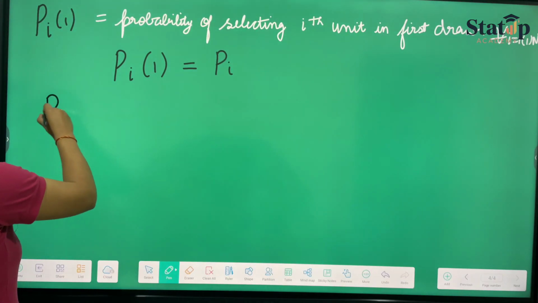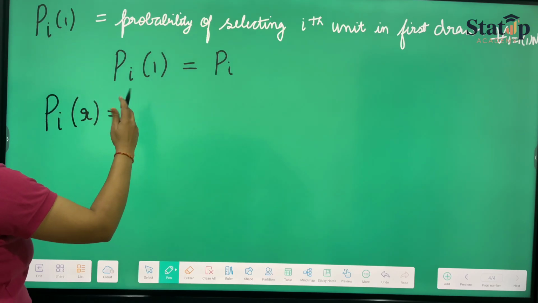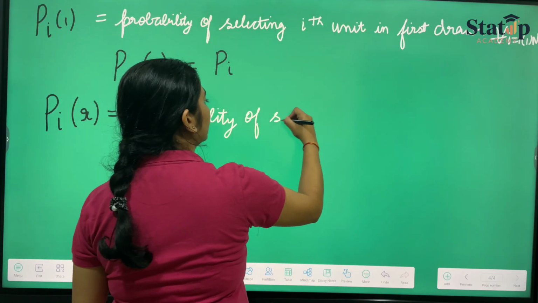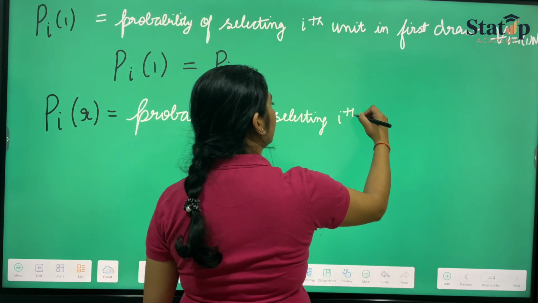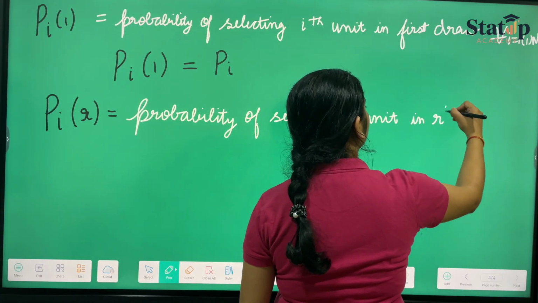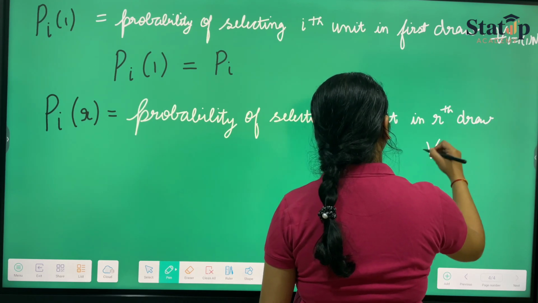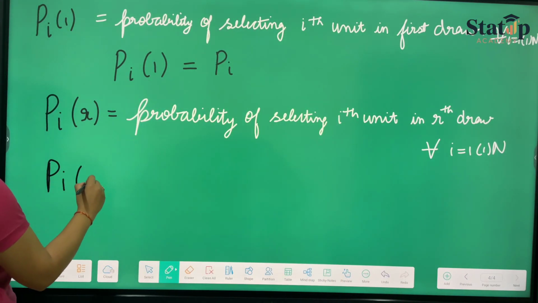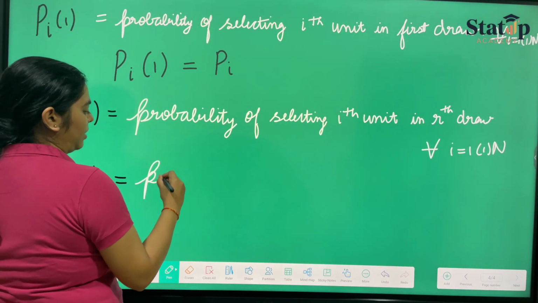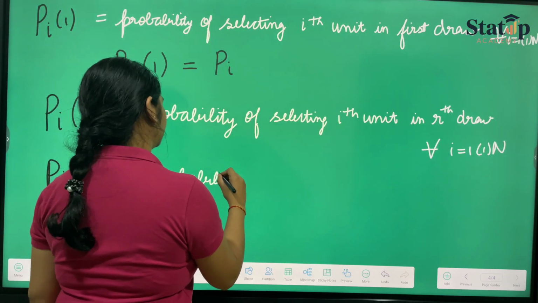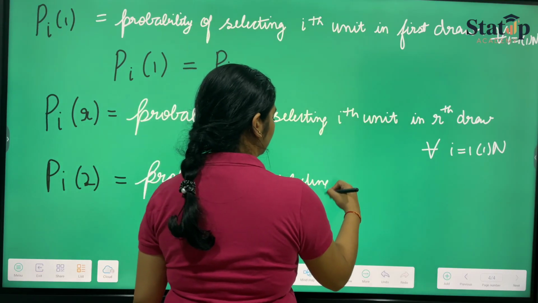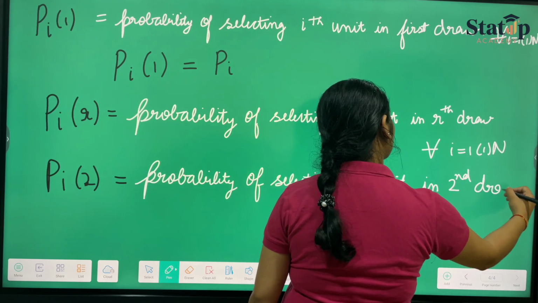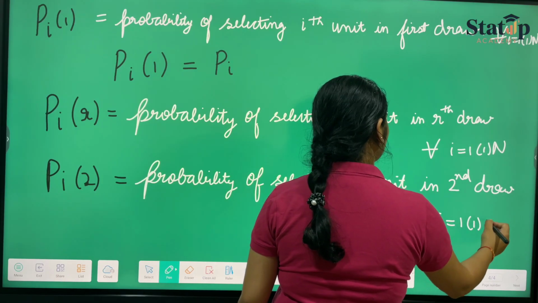Okay. Now the second one, the probability of selecting ith unit in rth draw, again i goes from 1 to N. Now the probability of selecting ith unit in second draw, for all i from 1 to capital N.